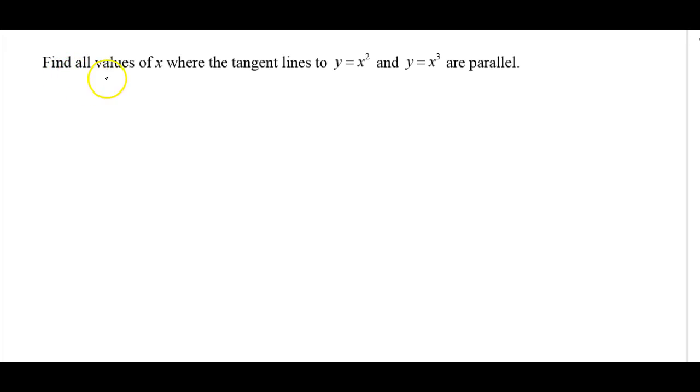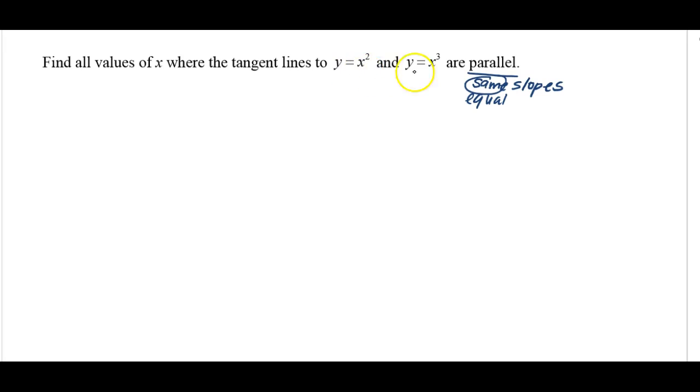Alright, in this next example, we want to find all values of x where the tangent lines to y equals x squared and y equals x cubed are parallel. So when we see the word parallel, we should automatically think that we want the same slopes. And now we want to know where the tangent lines to each of these graphs have the same slopes. So when we think about tangent lines to functions, we should think derivatives. So we want to know where the derivatives are equal, right? So same slopes as in equal.